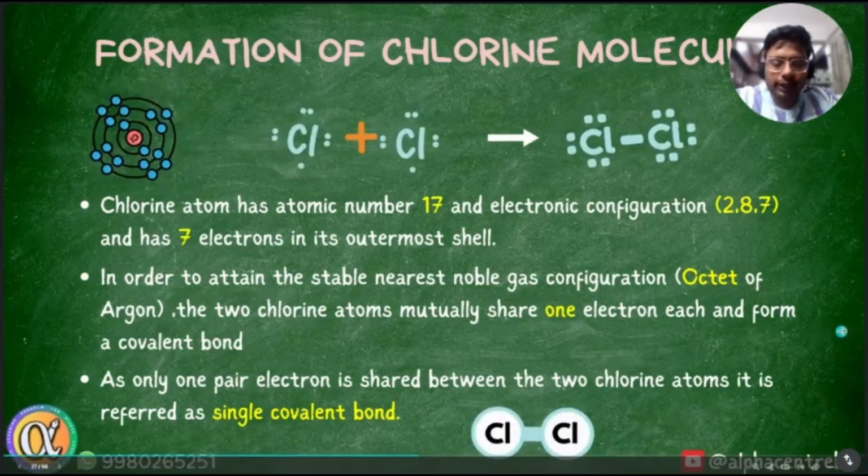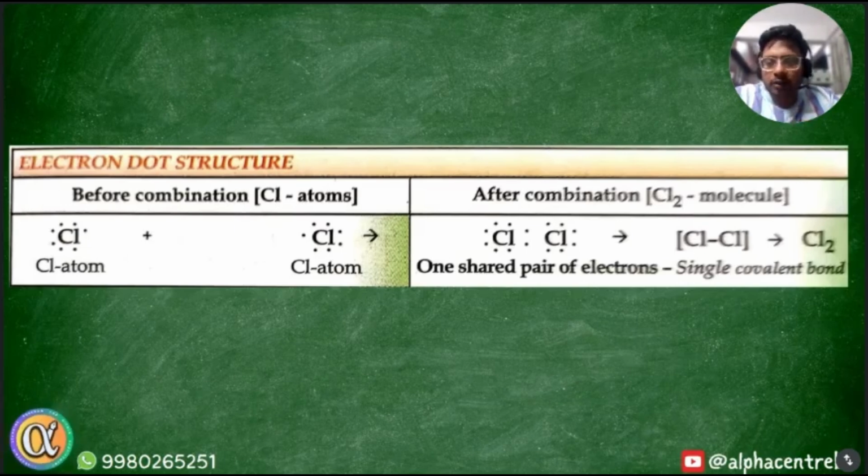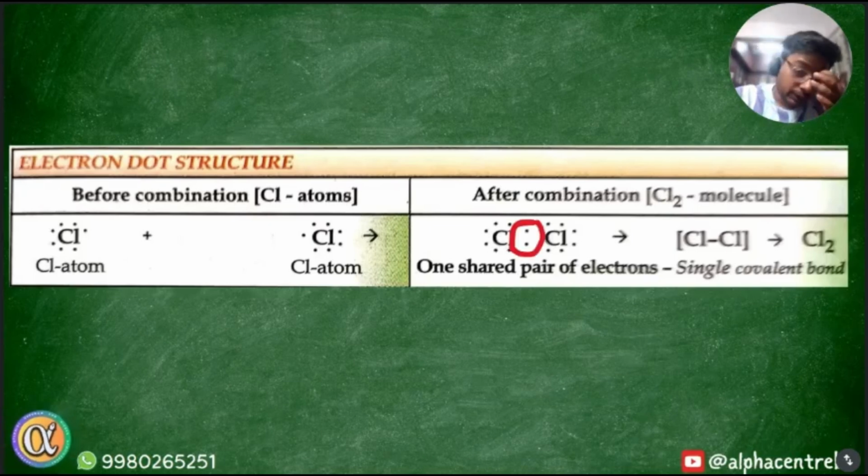Okay, so even here the diagram is represented as two chlorine atoms forming a single bond. Draw two chlorine atoms with lone pairs of electrons, with 7 electrons around each, and share one of them. So the shared electron, as you see here, comes right in the center. Correct? So they share one electron to form a Cl2 molecule.